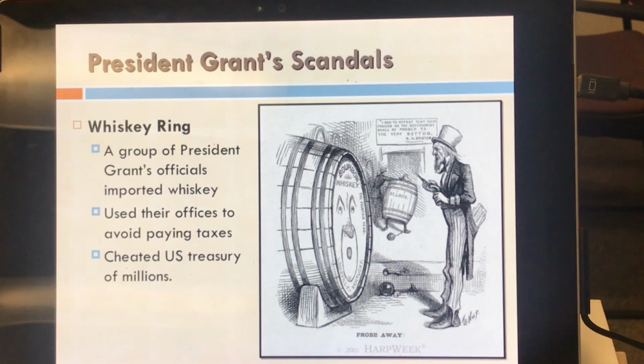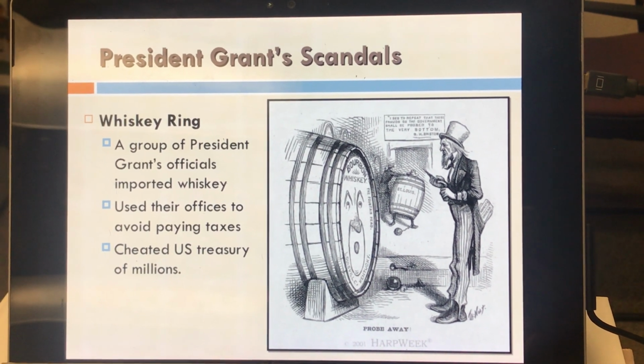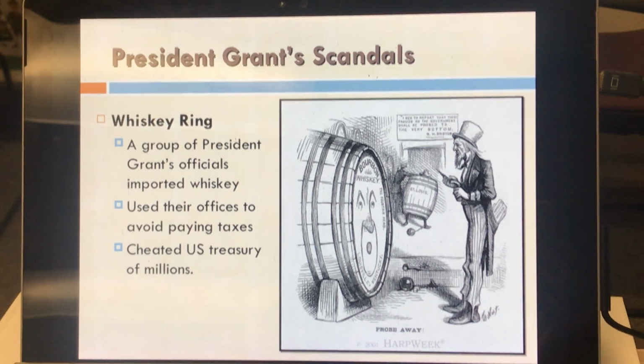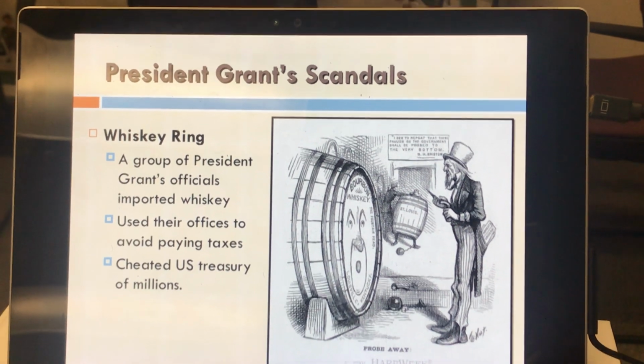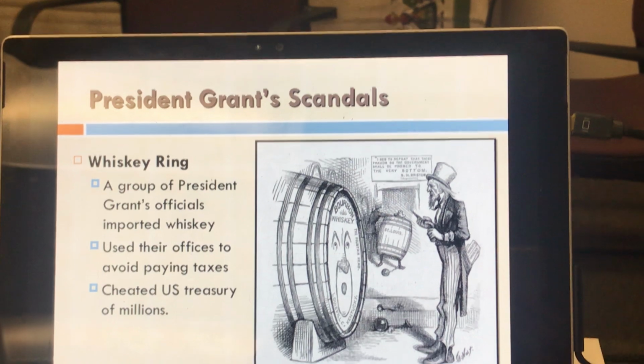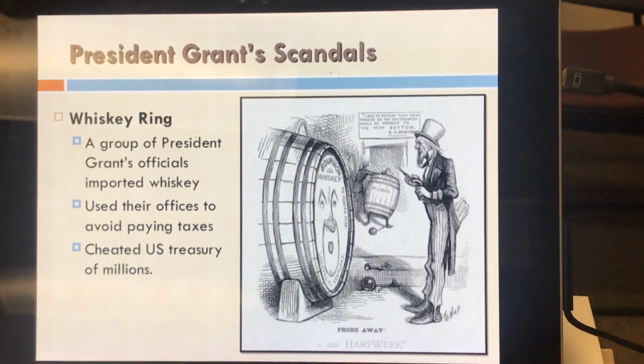Then there was also the Whiskey Ring, which was a group of President Grant's officials that imported whiskey. They used their positions to avoid paying those taxes and wound up cheating the U.S. Treasury out of millions of dollars.